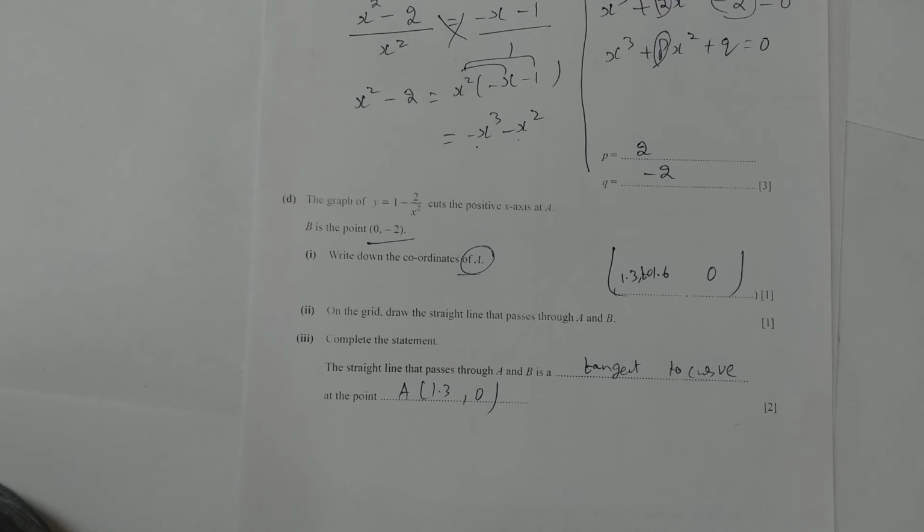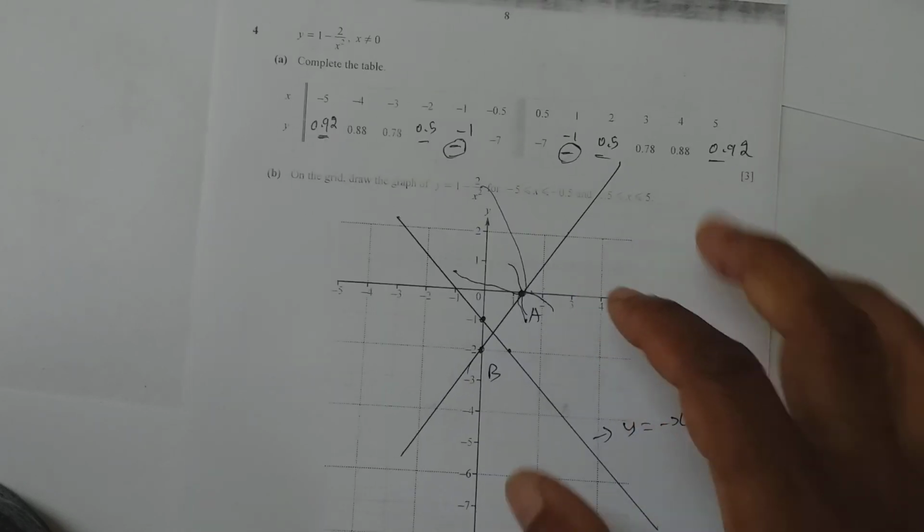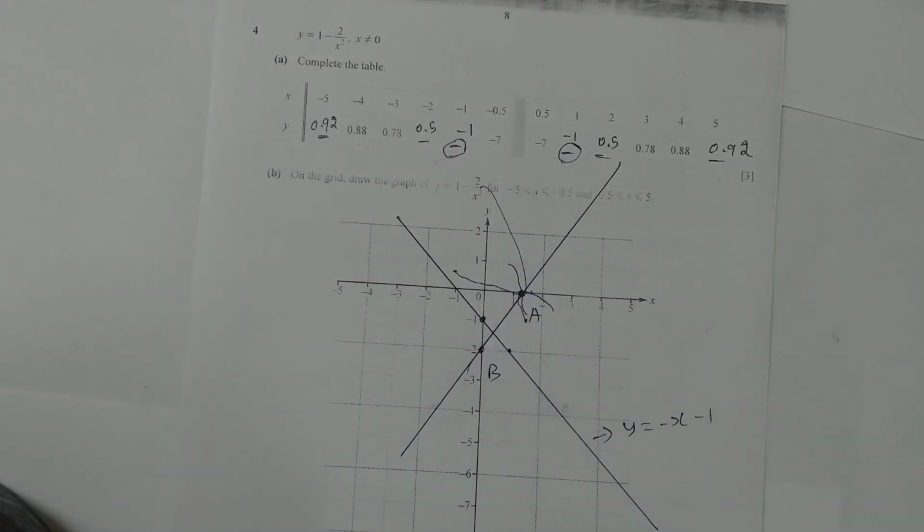Did you understand? Carefully draw the graph by using the given points. Here it's not clear, so I couldn't draw it. You take a graph paper, carefully draw it. You should get the correct answers. Okay.